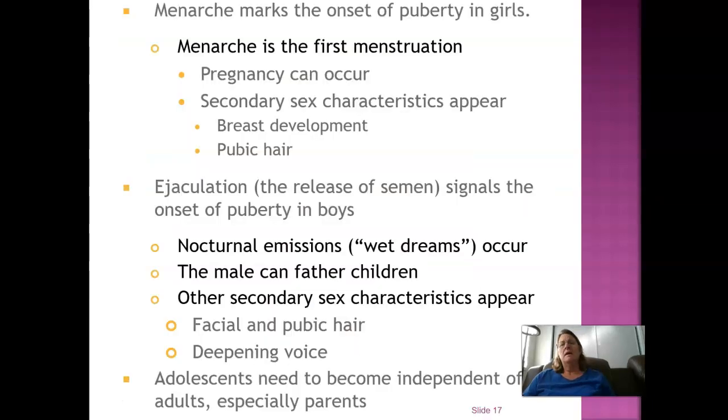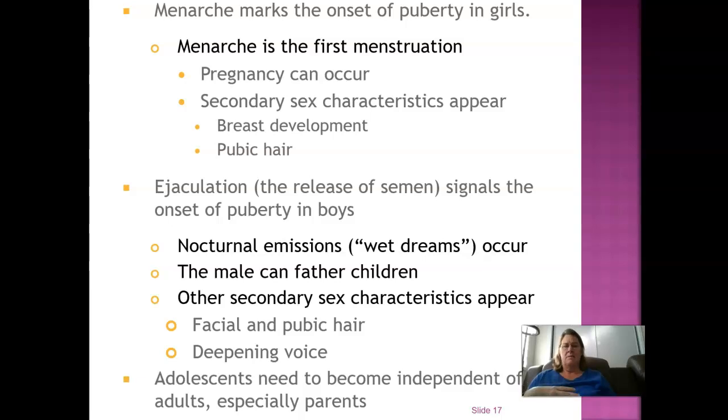So the menstrual cycle, menarche, that's your onset of puberty in girls, and that's the first menstrual cycle. And pregnancy, of course, can occur at this point. Secondary sex characteristics appear, like breast development, pubic hair. For boys, when they're going through puberty, it's usually ejaculation, the release of semen, which signals onset of puberty in boys. Nocturnal emissions or wet dreams occur. Boys at this point can father children, and they're starting to get facial hair, pubic hair, that deepening voice.